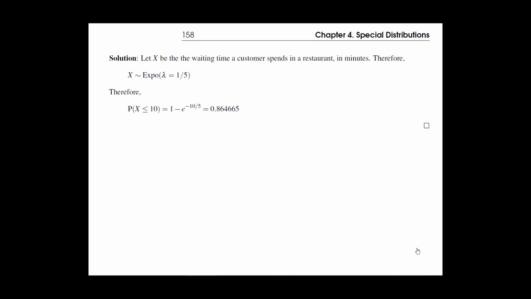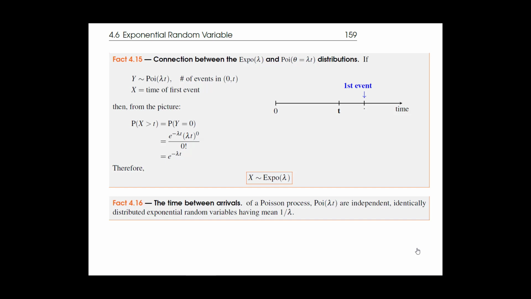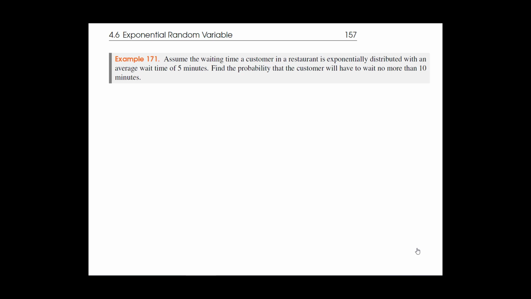Yeah, this is a simple one just to see how to get going, right? So here the waiting time of a customer in a restaurant has the exponential distribution with an average waiting time of 5 minutes. All right, so here they're giving you the average waiting time. So average is the same as expected value, right? So this is 5 minutes, but from the formula you know that this is 1 over lambda. So yeah, lambda is 1/5, right?